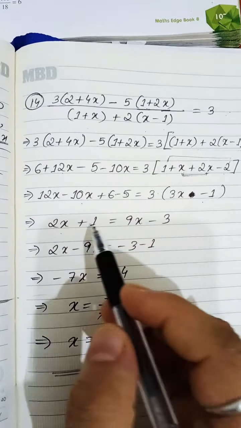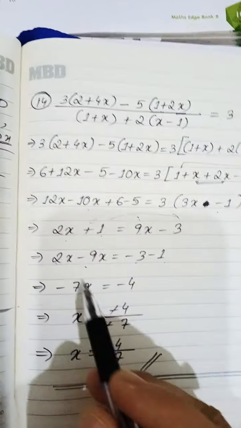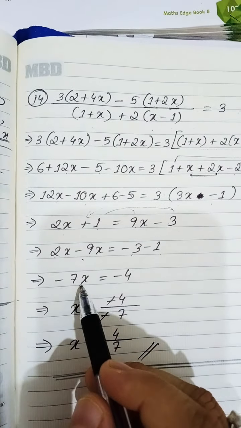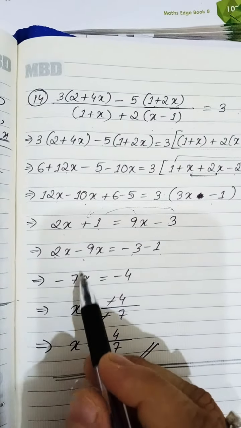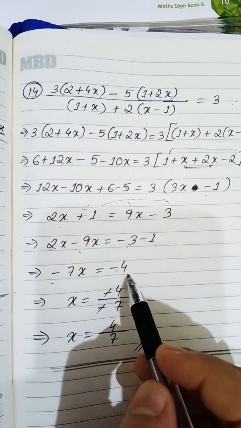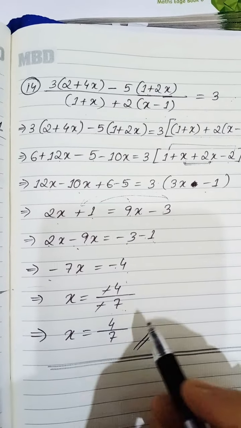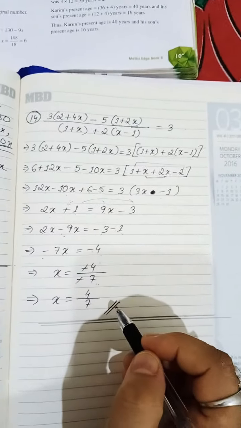So in the next step, both x terms will be written together, so twice x. This will come here, so minus 9x. Minus 3, this will go there, so minus 1. So 9 minus 2 is 7. 9 is the bigger number, 9 has the sign minus, so minus 7. Here both are minus, so minus, and 3 plus 1, 4. So minus will become plus, and 7 will come here, 4 by 7. So the answer is 4 by 7.